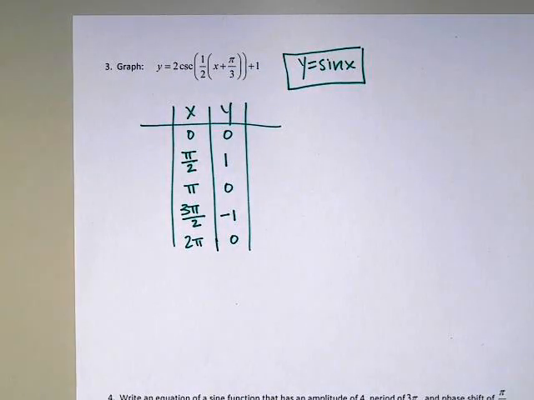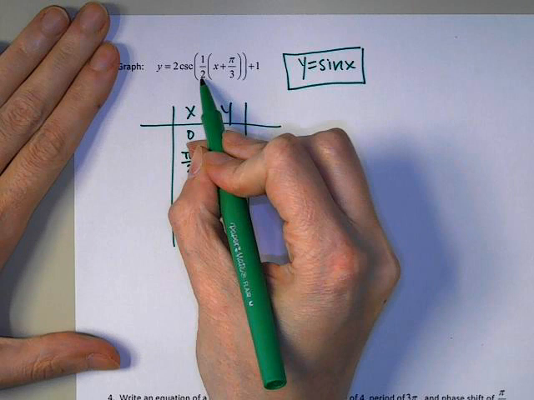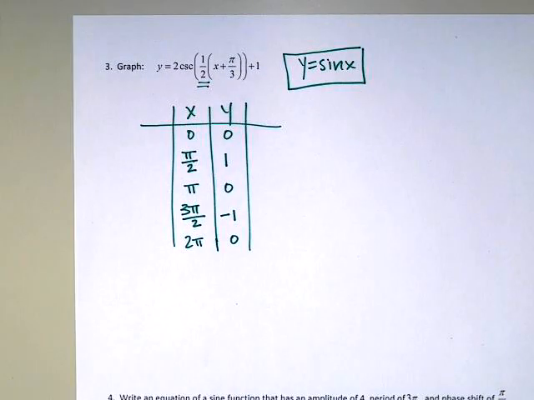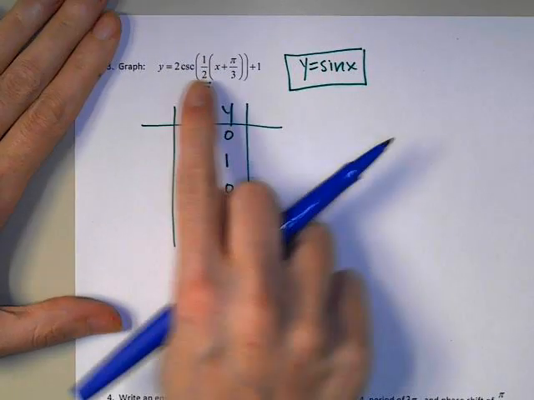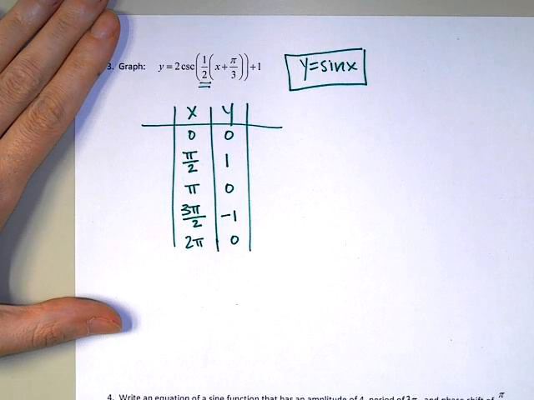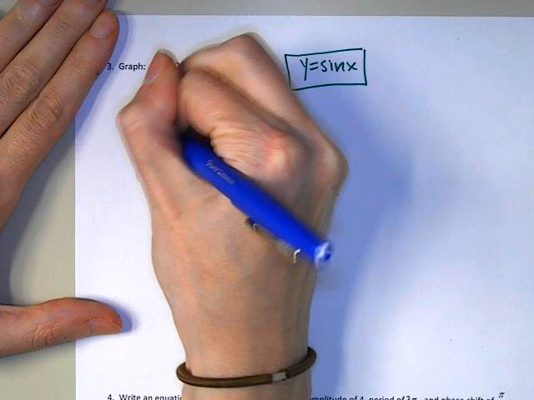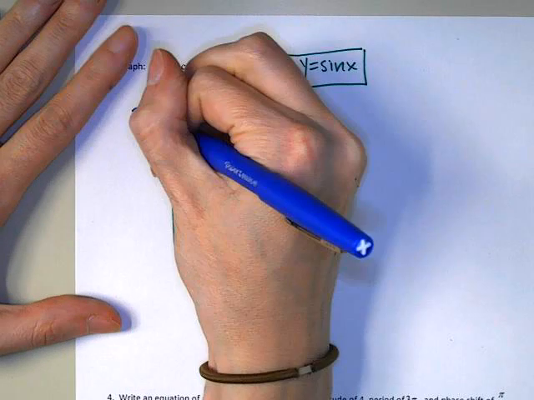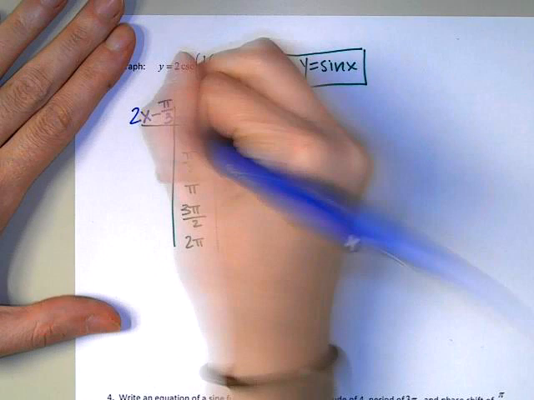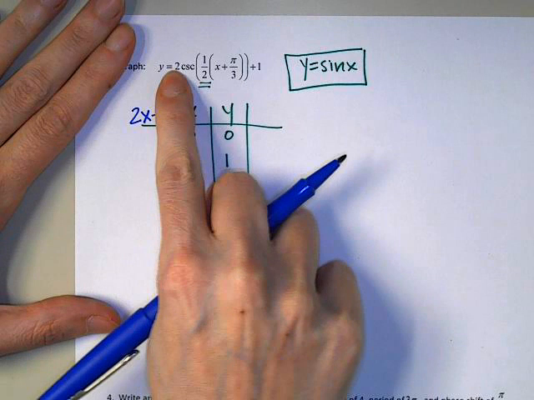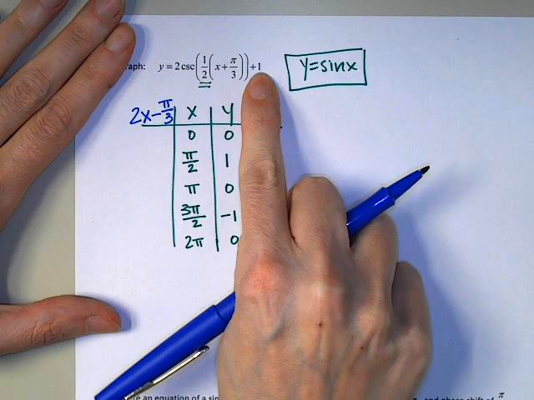Okay, this is crazy. Notice the 1/2 was already factored out, so we do not have to do that for this one. Okay, so what's happening in the x direction? We're multiplying it by 1/2, which means we need to do the opposite, so multiply by 2. And then if we're shifting it left pi over 3, we're going to subtract pi over 3. Now in the y direction, we're multiplying by 2 and we're adding 1.